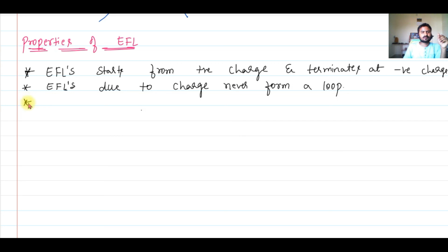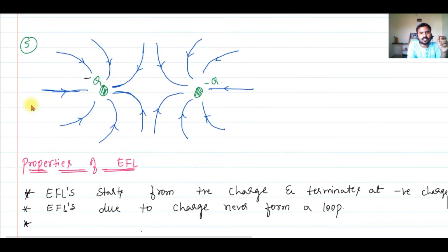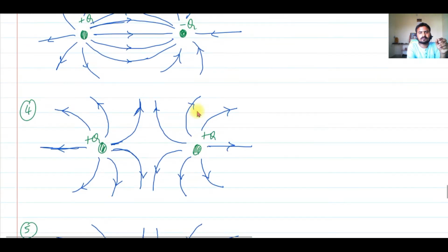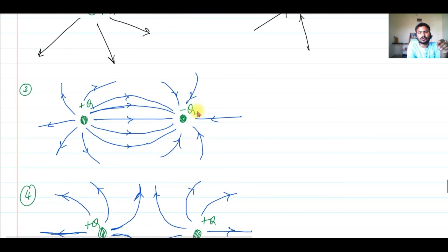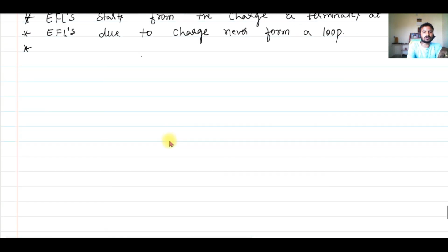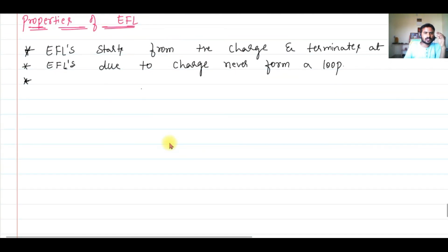The third property is electrical field lines never intersect. Have you seen any one electrical field line crossing another electric field line here? In any of these diagrams, do you see that happening? No, no two electrical field lines cross each other. Okay, so electrical field lines do not intersect.